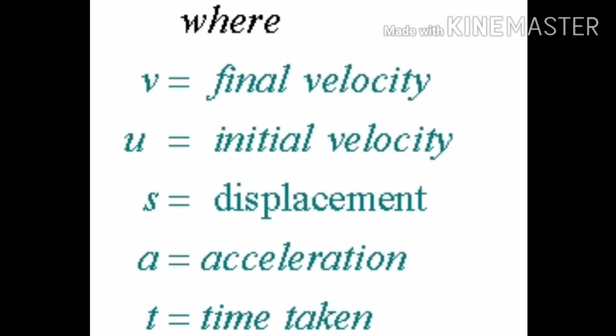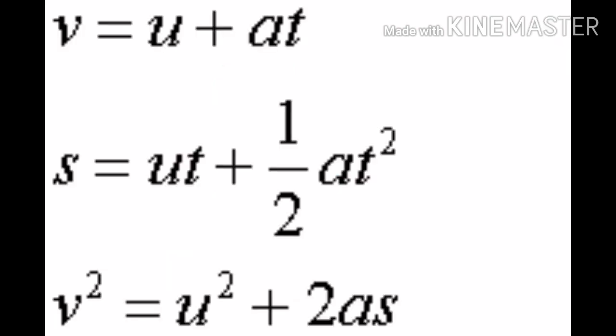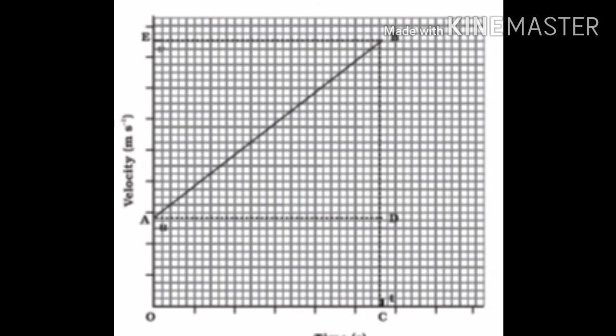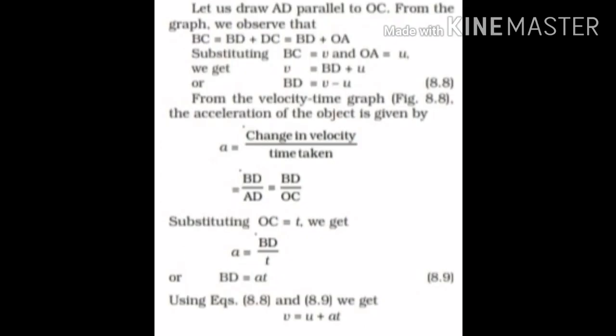This graph describes the velocity time relation. So let us draw AD parallel to OC. From the graph we observe that BC is equal to BD plus DC, equal to BD plus OA, and we are going to substitute the value of BC is equal to v and OA is equal to u. Then we get v is equal to BD plus u, or BD is equal to v minus u.